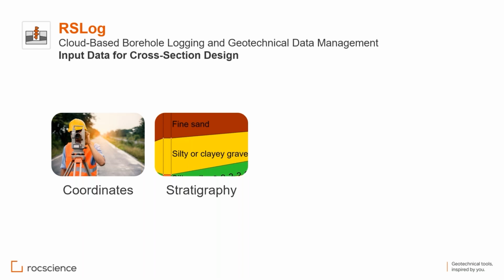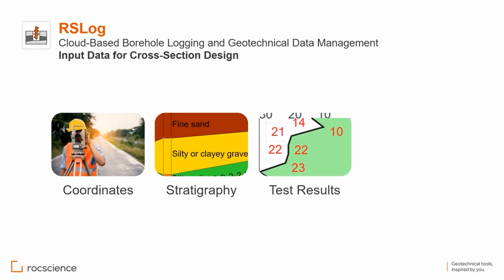So again, once your data is in the central database, in your RSLog cloud database, all the other modules of RSLog, such as cross-section designer or the different report features, are all connecting to the same database. So you enter the data only once, and then you can use it everywhere else, every time with the latest data. So the next one is the test results.